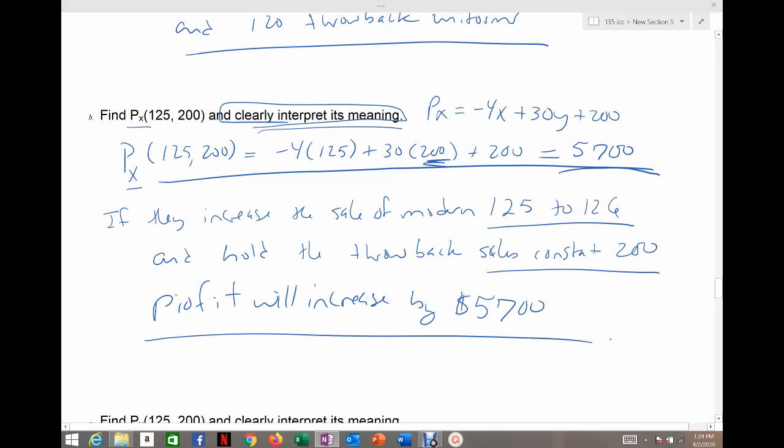What value is changing, by what amount, it matters. What's being held constant and at what level, it matters, because I plugged 200 in. So had this been constant at 100, I would have gotten a different answer out. So it matters that it's constant at 200. So that's important to put in your answer.